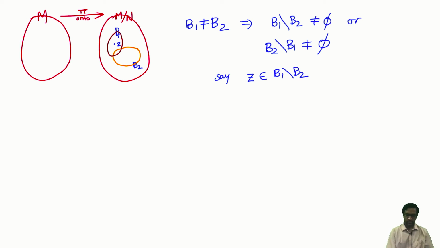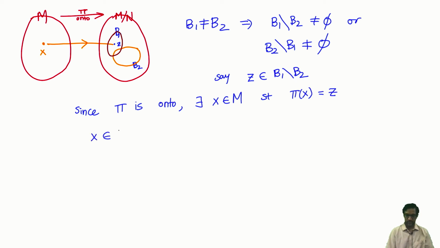if z is here, because pi is onto, I know that z must have some pre-image. So let's call this pre-image something. Since pi is onto, there exists an element x in M such that pi of x maps to z. Now observe that this x is certainly in pi inverse of B1, because it's the inverse image of an element z in B1, but it's not in pi inverse B2.